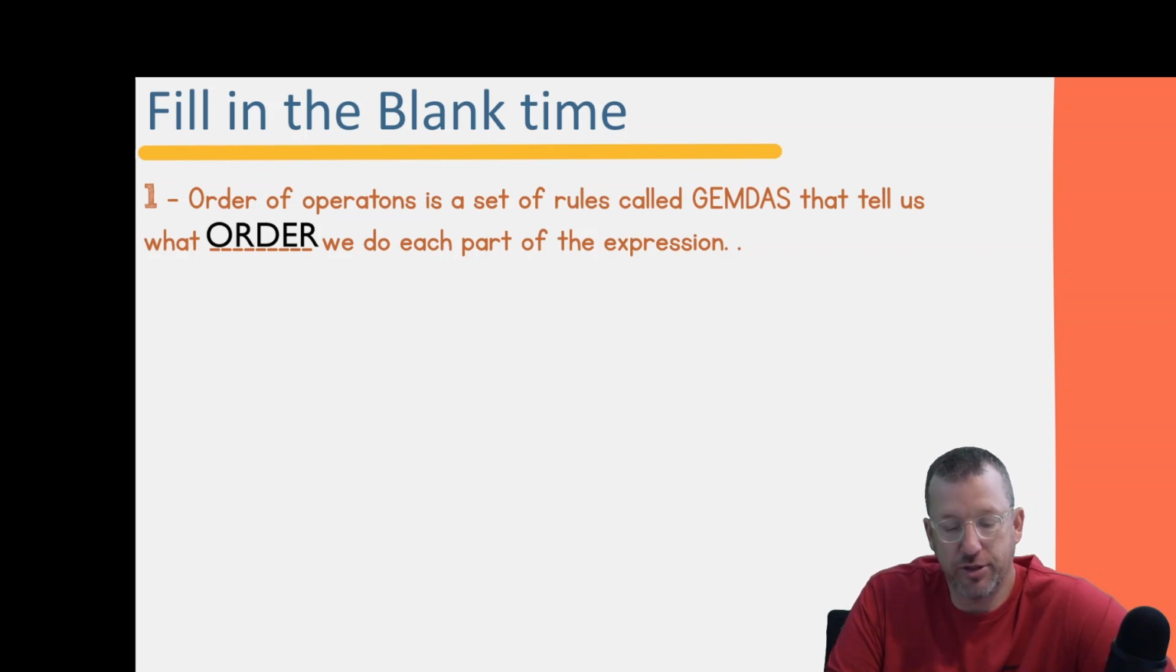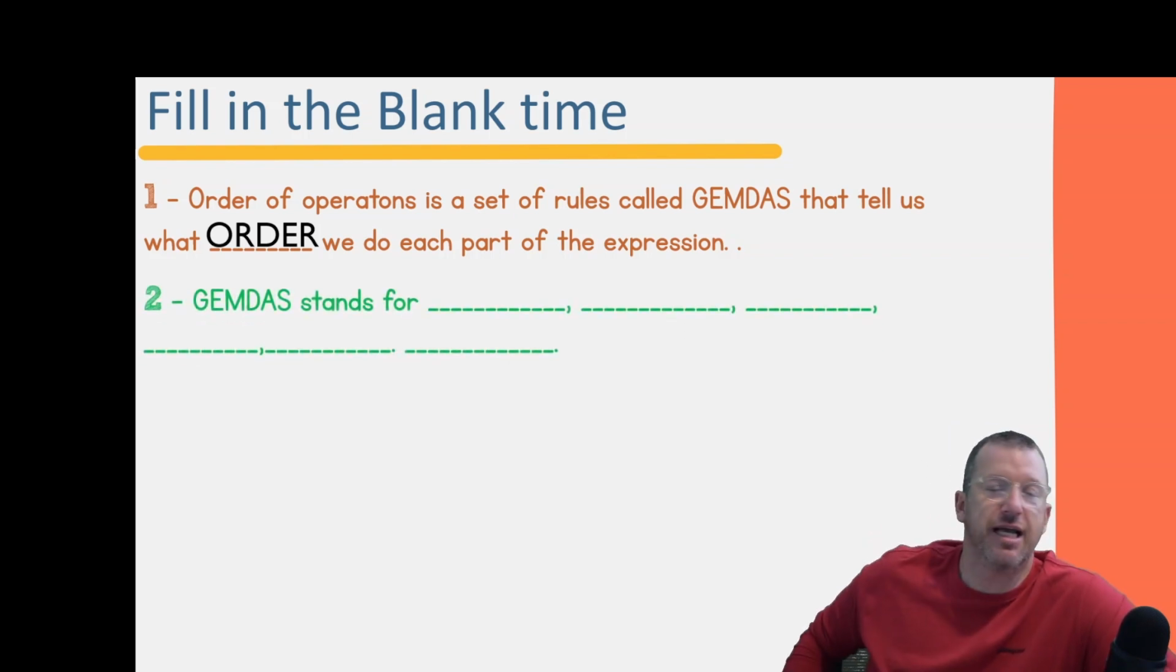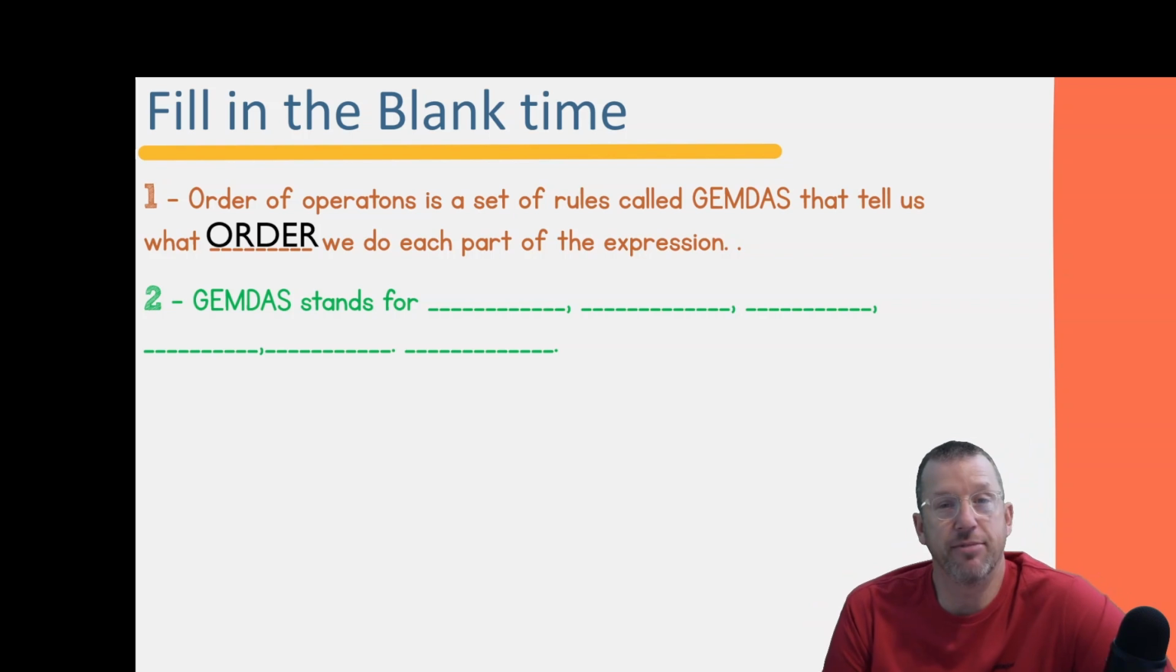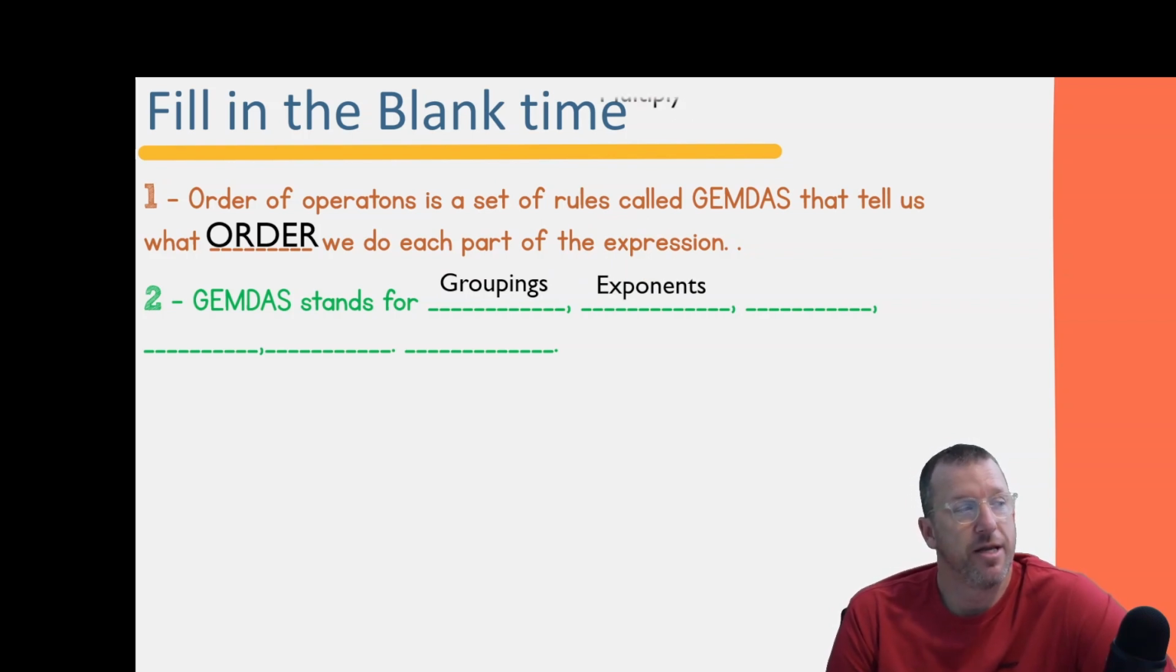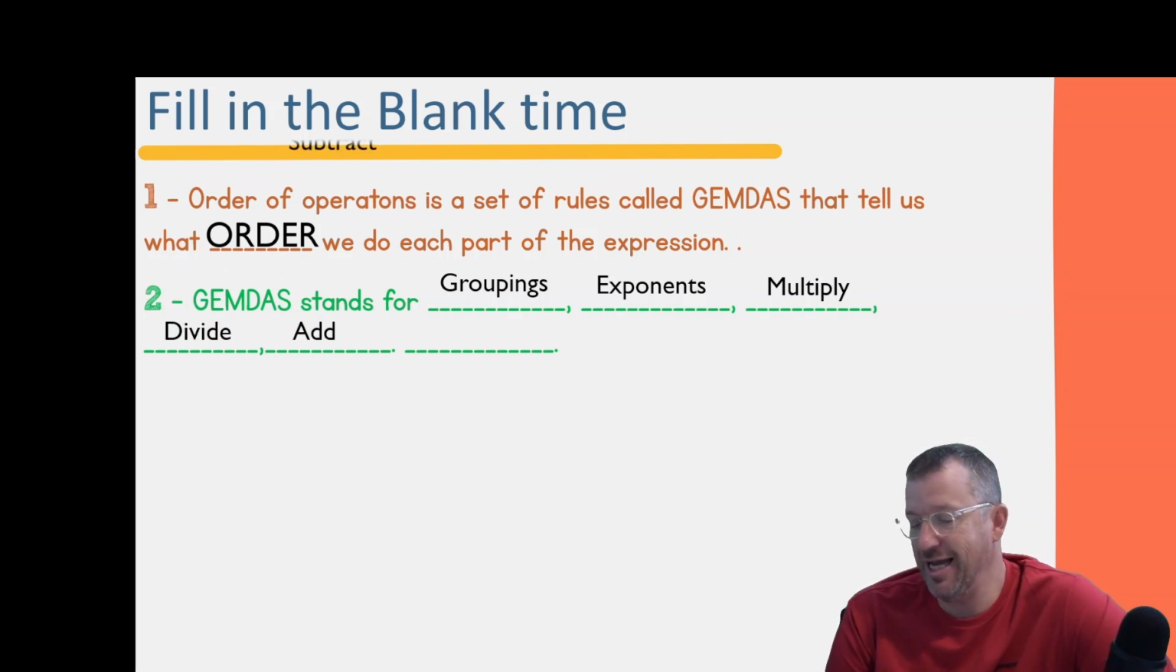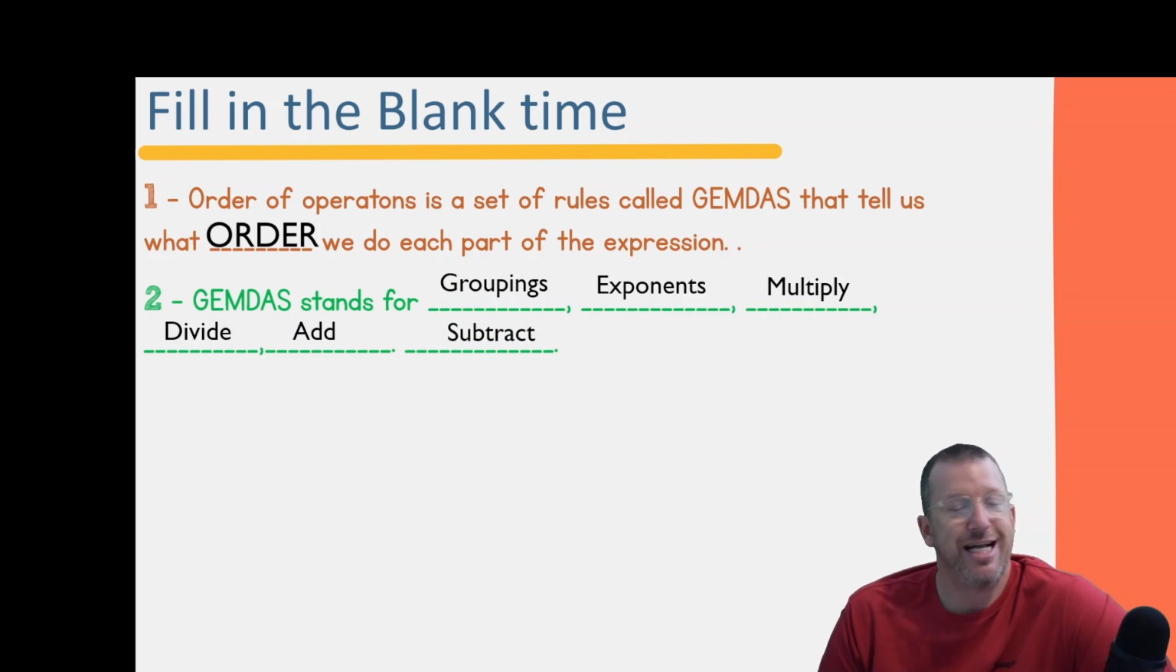So what do I do first? And when I'm done with that, what do I do next? Help me out with the order of operations. The second thing is what does GIMDAS stand for? Well, the G stands for groupings. Write that down. The E stands for exponents. Write that down, which is also radical expressions, right? The M stands for multiply, the D stands for divide, the A stands for add, and the S stands for subtract. GIMDAS. Make sure you write those down.